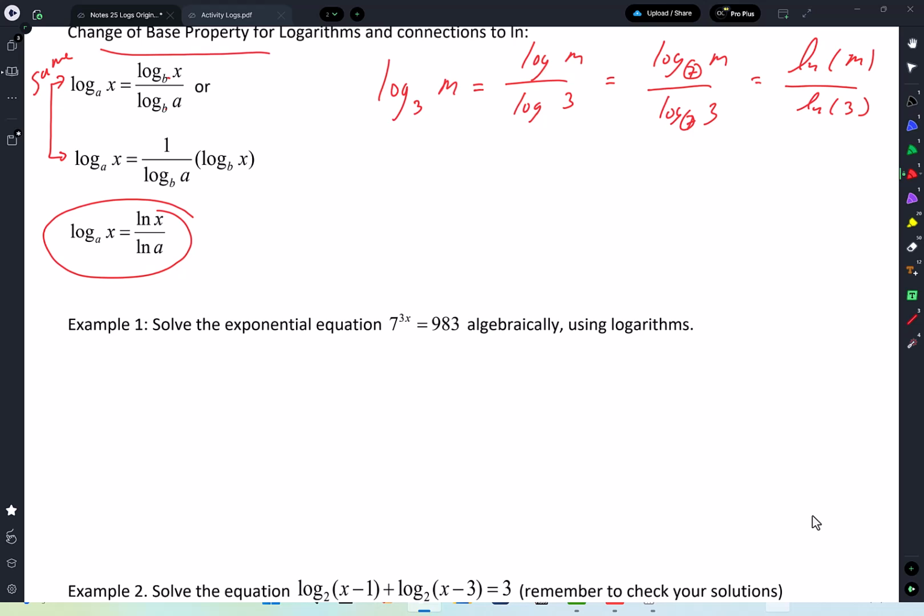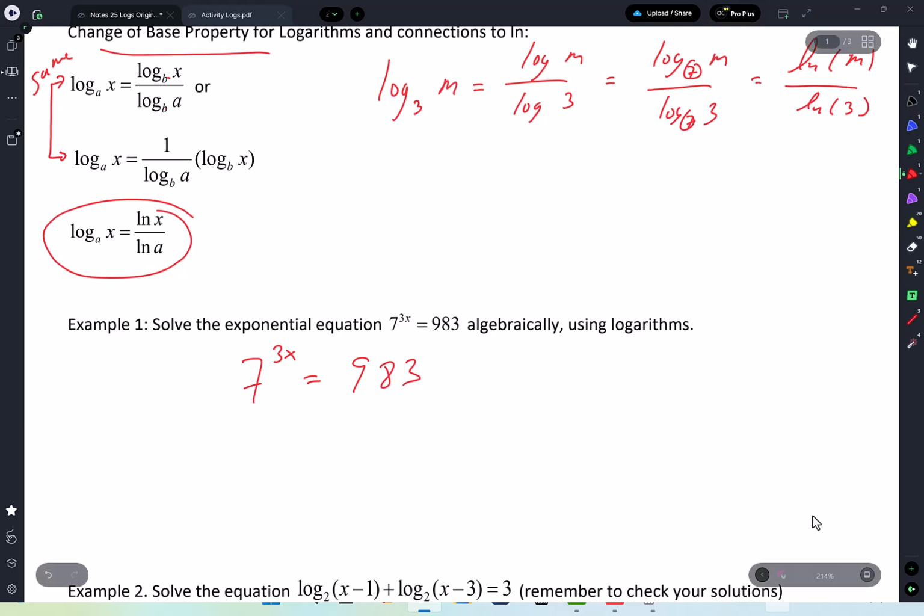Okay, I'll stop. I want to solve for the power 3x, guys. You want to solve for x. So I'm going to first write 7 to the power 3x equals 983. So we want to bring the x down. So how do you do that? You use the power rule of one of your logs. You could use log with any base, but I have a tendency of using natural log.